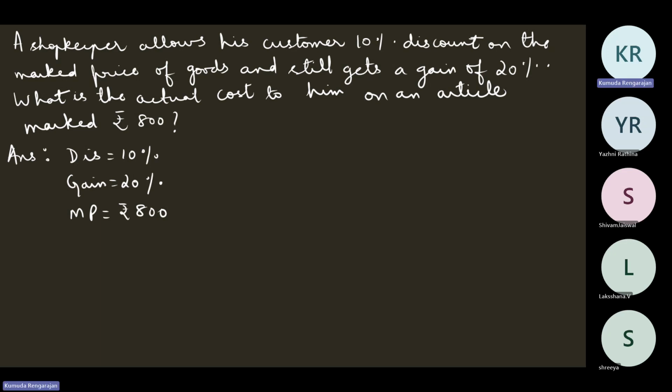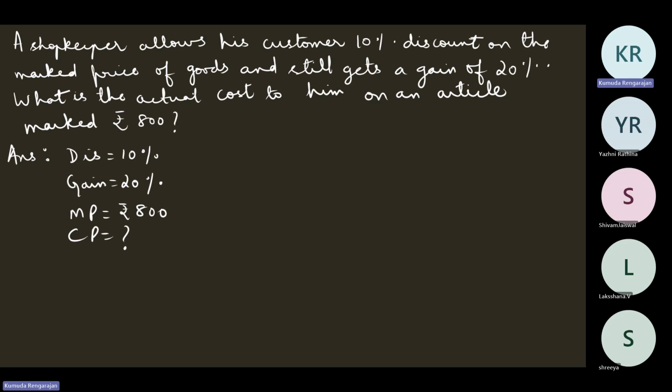The shopkeeper makes a profit of 20%. And he gives you a discount of 10%. Given all this, you should find the CP. What is the actual cost to him? Meaning you'll have to find the cost price. What you pay is your cost price and his selling price.